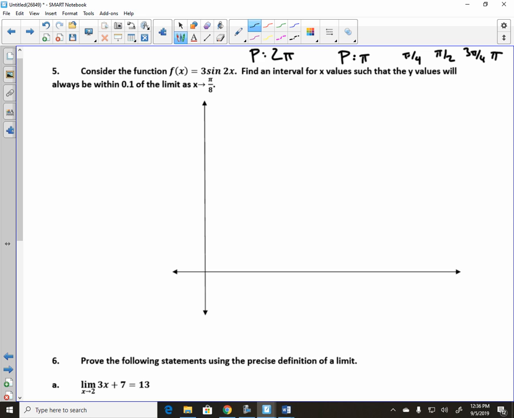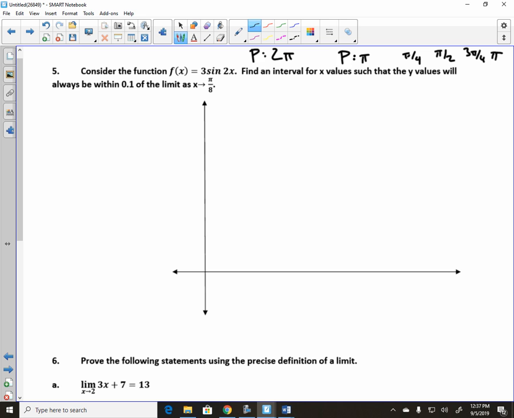So looking at these values, what would the sine graph be doing at pi over 8? Would it be at its top? Would it be on its way up? Would it be on its way down? Where would it be? On the way up. At pi over 4, it would be at the maximum. Where would it be at pi over 2? Back down at the middle. Where would it be at 3 pi over 4? Bottom. Where would it be at pi? Back to the middle, right?